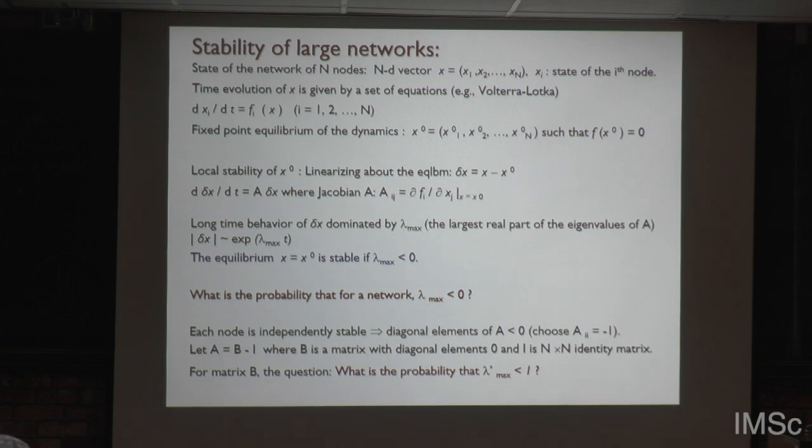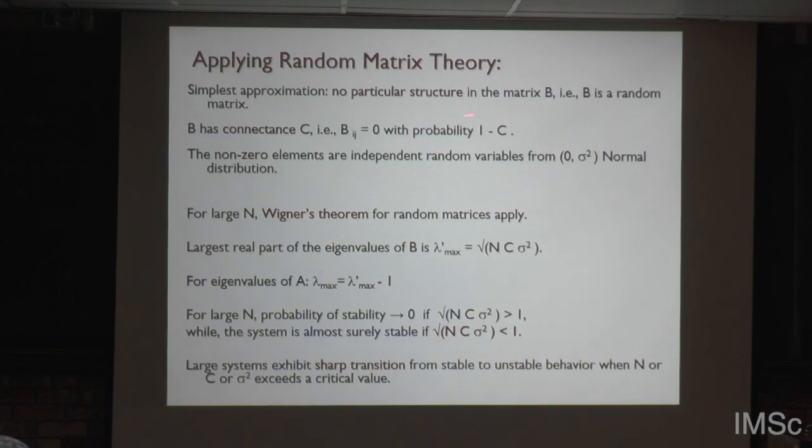Now what do the off diagonal entries stand for? They actually stand for the network, because depending upon who you are connected with, the off diagonal entries would be either 0 or non-zero, right? And so here is where the assumption about what kind of network you're looking at comes in. So Robert May started with the simplest assumption, where he said let us assume that B does not have any particular structure. In other words, B is a random matrix.